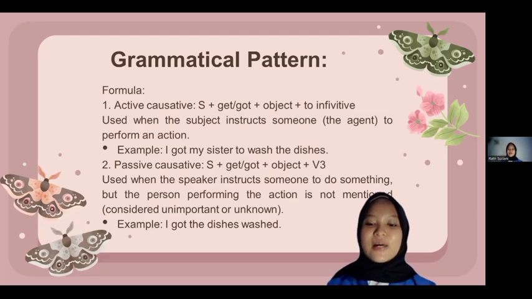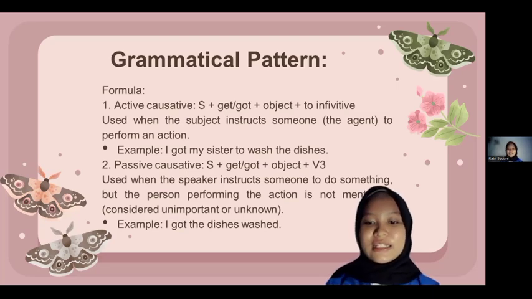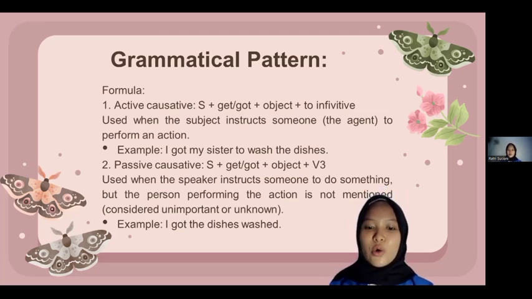Number 2 is passive causative. The pattern is subject plus get or got plus object plus verb 3. Used when the speaker instructs someone to do something, but the person performing the action is not mentioned, considered unimportant or unknown. I got the dishes washed. So, we don't know who washed the dishes.